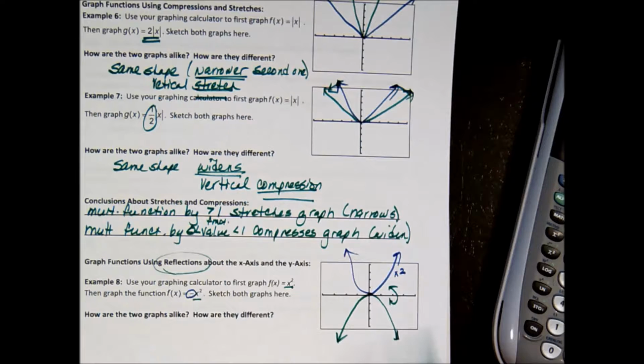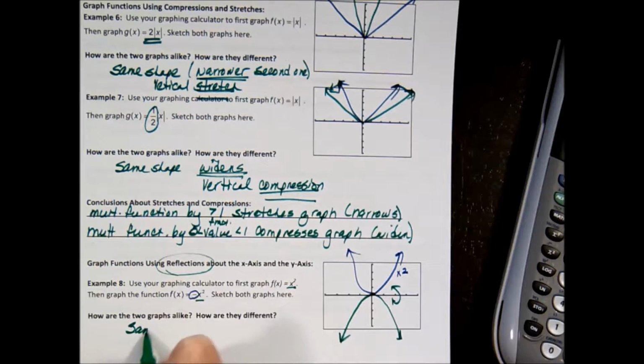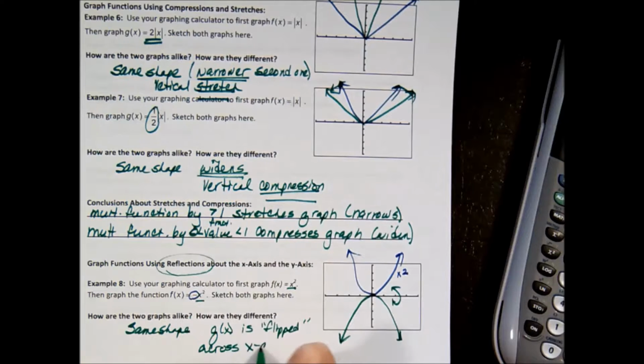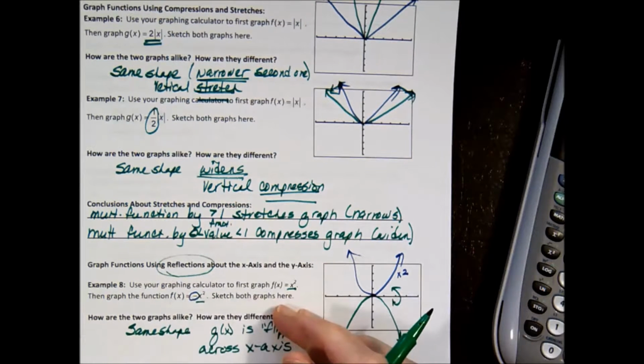So how are the graphs alike? They are definitely the same shape. How are they different? g of x is flipped, reflected across the x-axis, and that is called a reflection. Flipped across the x-axis. Now, what really changed? Did the x become negative? Think about it. It didn't. It was the y that became negative because the whole thing had the negative in front of it. That represents y.